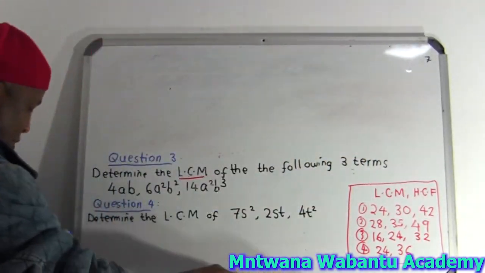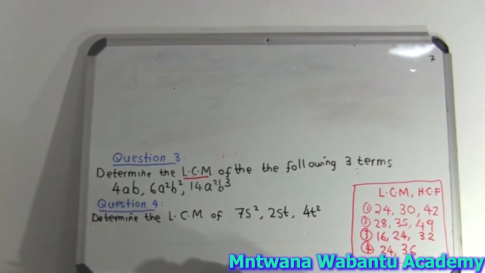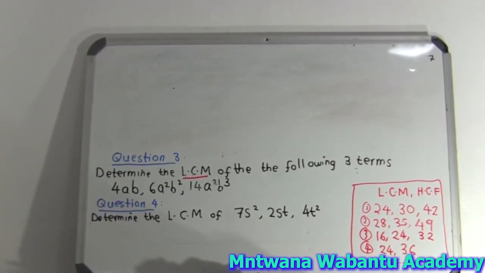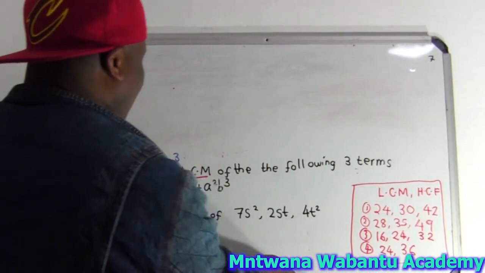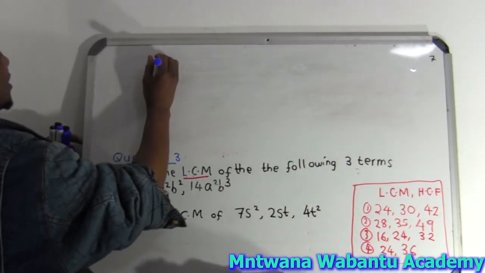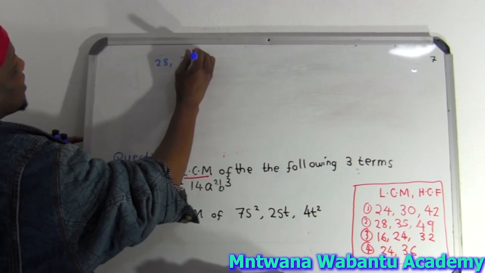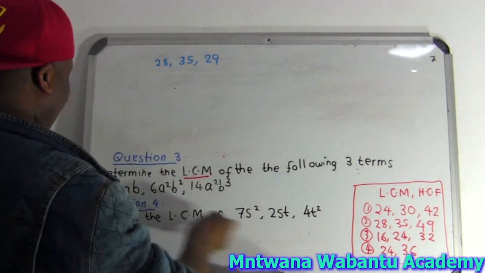Okay? Here we go. Let me get another pen, excuse me. Get a pen. Cool. Let's go. Ready to go. So now the second one is 28, 35, and 49.